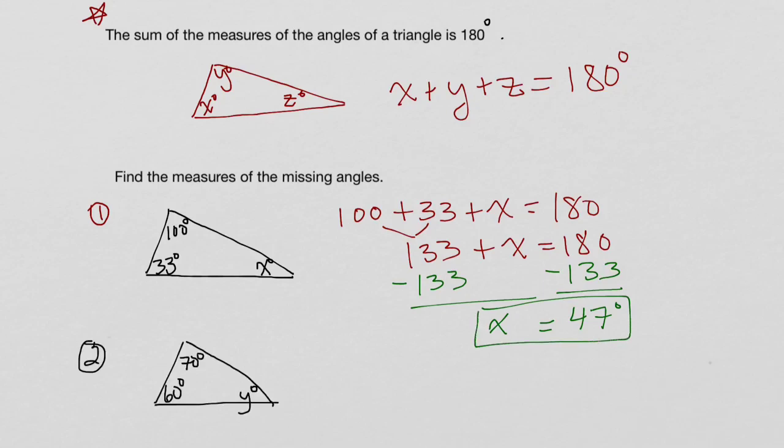Okay, why don't you try this next one? I've given you a triangle that has three angle measures. Two of them are given, 60 degrees and 70 degrees. You have to find y. Why don't you go ahead and pause the video, try the problem, and then turn it back on to check your work.